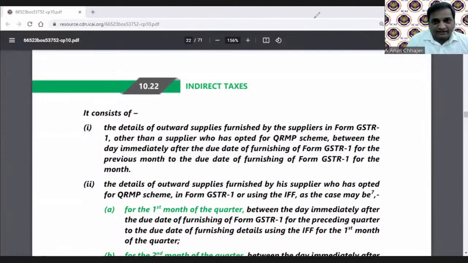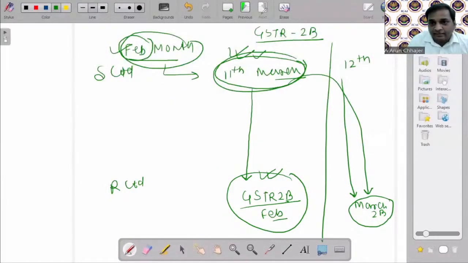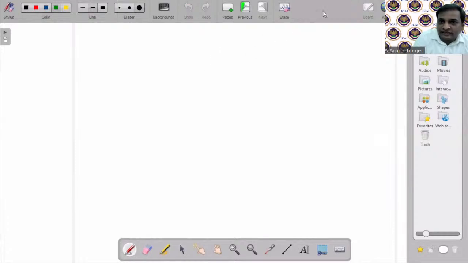Fine, I will explain again. What is the difference between GSTR 2A and 2B? Let me repeat again. The GSTR 2A and GSTR 2B both contain my purchase transactions. So I can say this is my inward transaction detail.